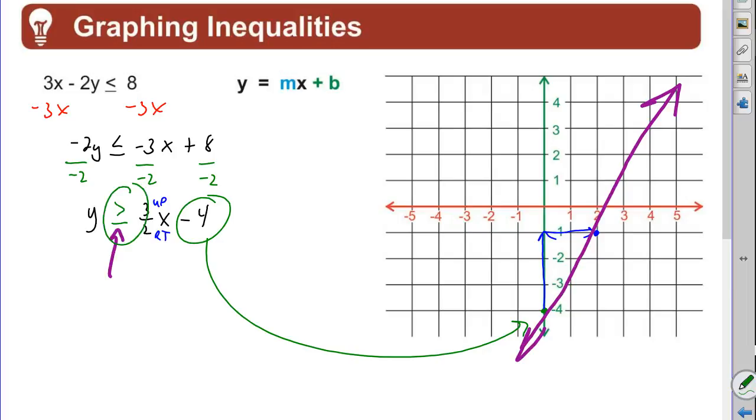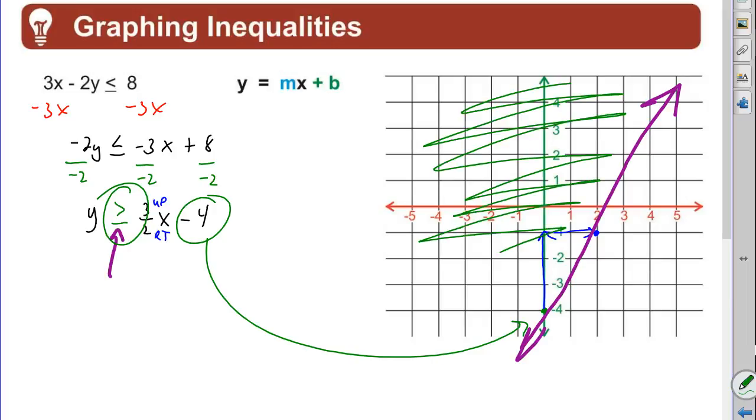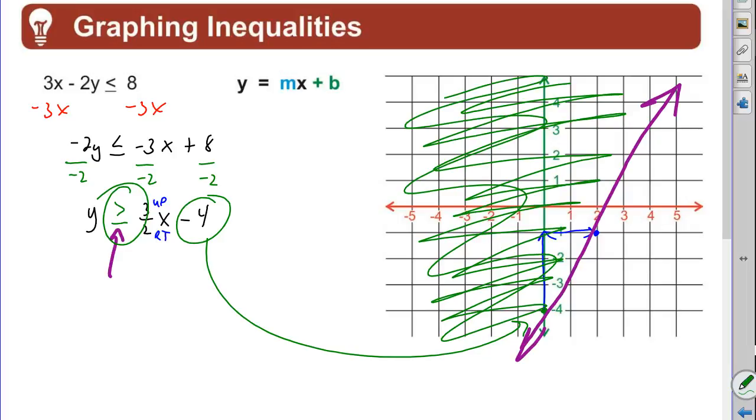Just look at your inequality symbol. It's a greater than. Where are the greater than values? They're above. Where are the less than values? They're below. We're going to be shading above. That's all you need to do. Going to shade above the line. Voila, there it is. And we've graphed the inequality.